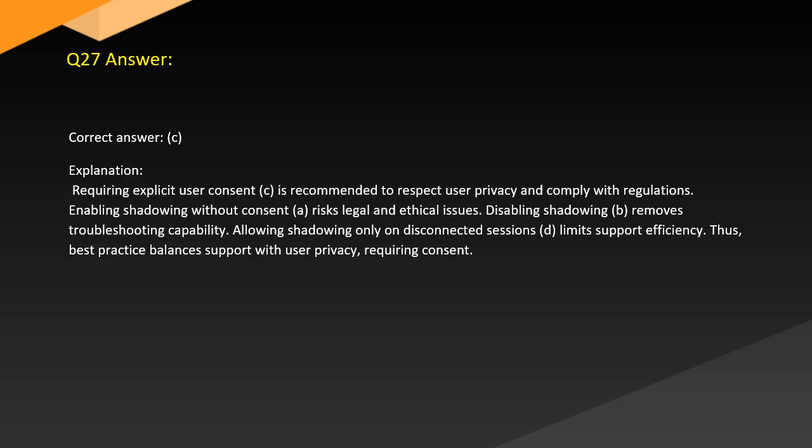Answer. Correct answer: C. Explanation. Requiring explicit user consent, C, is recommended to respect user privacy and comply with regulations. Enabling shadowing without consent, A, risks legal and ethical issues. Disabling shadowing, B, removes troubleshooting capability. Allowing shadowing only on disconnected sessions, D, limits support efficiency. Thus, best practice balances support with user privacy, requiring consent.